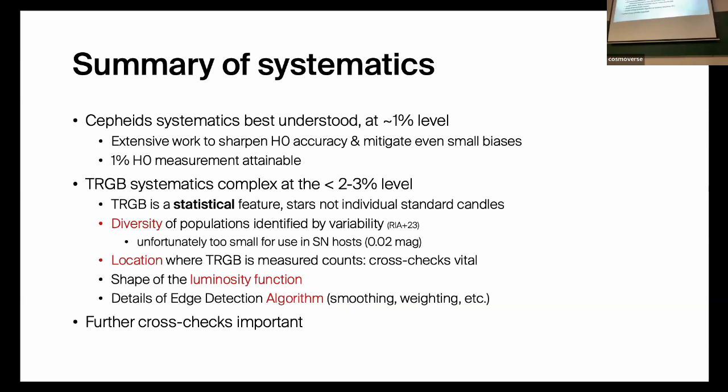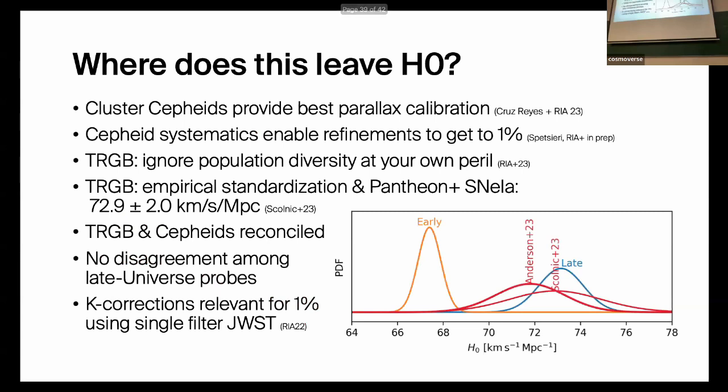For example, the diversity of the populations, as you can identify from the variability, but also where you measure it, the shape of the luminosity function, and then even how you calculate the edge detection response. So further cross-checks between these different methods are really useful. We're going to have multiple galaxies where we can calibrate the different standard candles together. And I think all of this, of course, will go towards more accurate distances to type 1a supernovae, which will then afford better Hubble constant measurement.